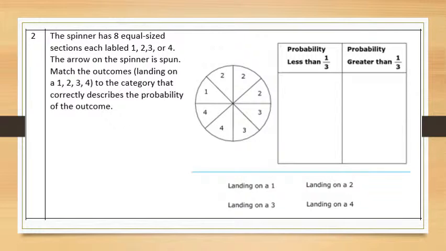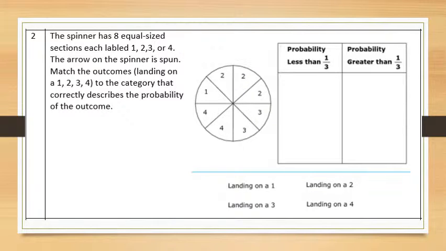The spinner has 8 equal-sized sections, each labeled 1, 2, 3, or 4. The arrow on the spinner is spun. Match the outcomes landing on a 1, 2, 3, or 4 to the category that correctly describes the probability of the outcome. One thing we might want to do before we start is to actually come up with each probability.